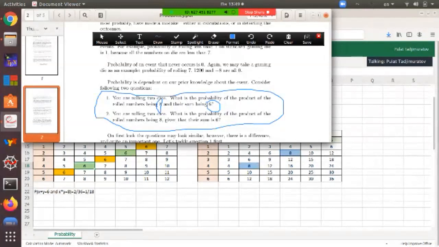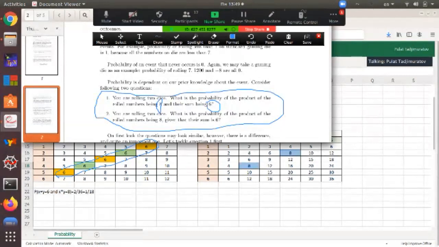And in the second one, pay attention to the wording: given that their sum is 6. So we already know that the sum of the dice rolls is 6. So we can be sure that the dice are in one of these 5 configurations, combinations. So let's go back to our Excel.